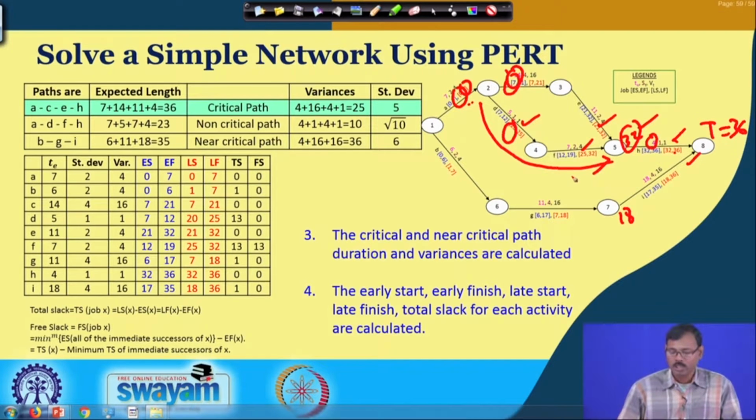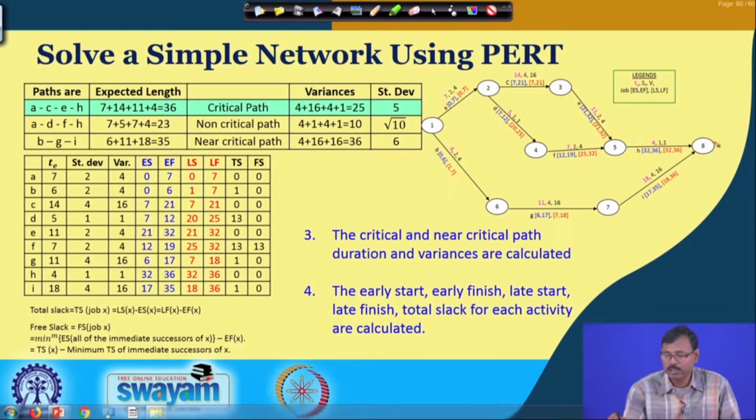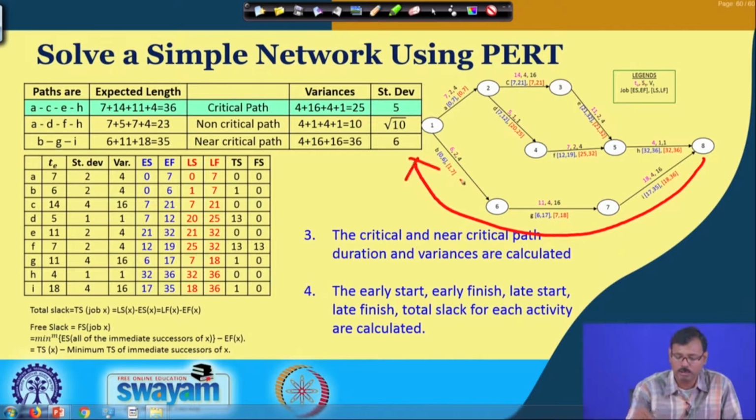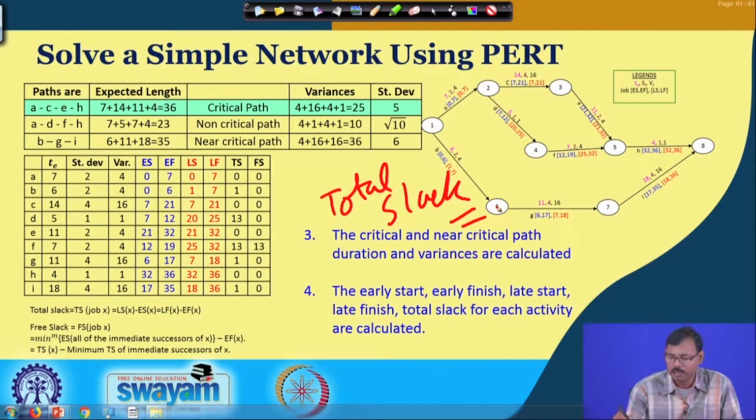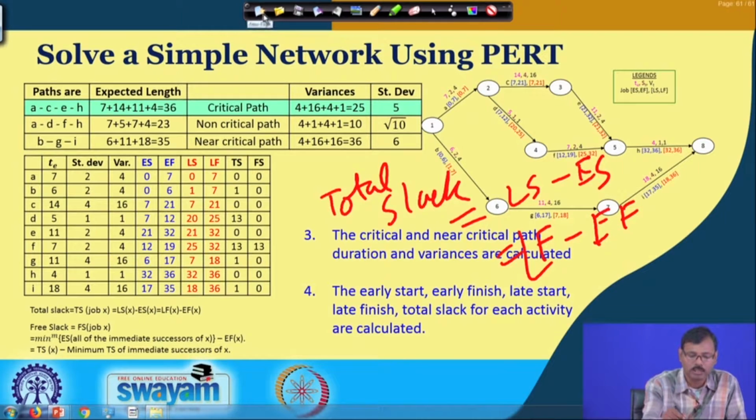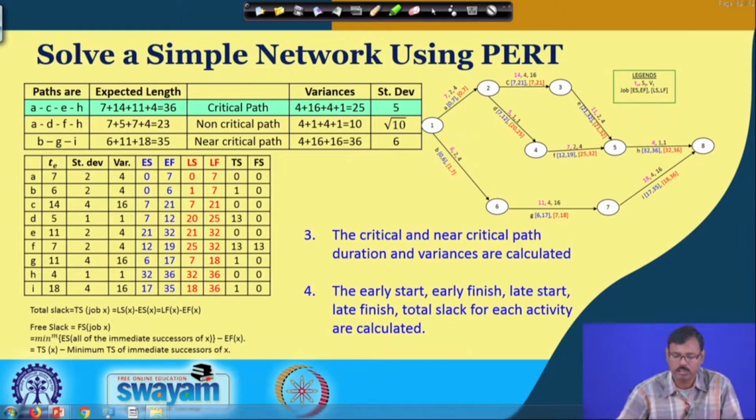So, in the backward pass, considering T equal to 36, we have gone, and those late finish and late start times are given in red color, separated by commas, under the third bracket associated with each and every job here. And you know the total slack, or slack, is nothing but the late start minus early start, or late finish minus early finish, and that is why those are listed accordingly here.